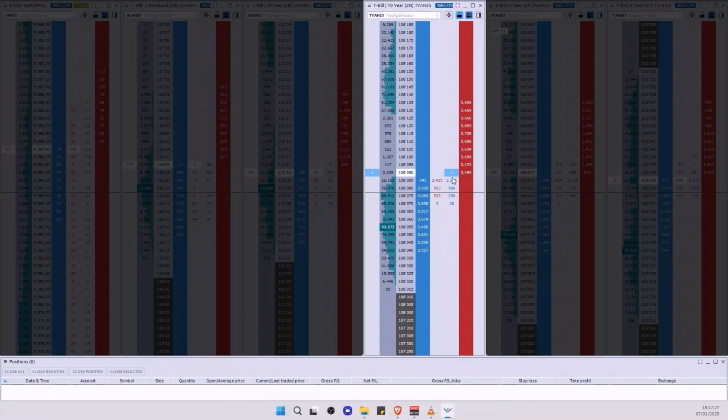Now, one contract attempt by the buyers to see if the sellers here are still present, right? Let's see what will happen here. Now let me go a little bit faster forward.